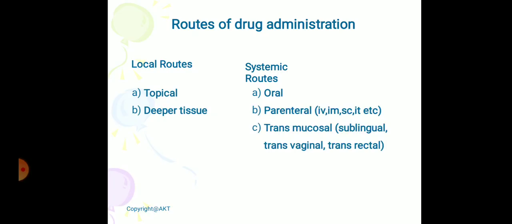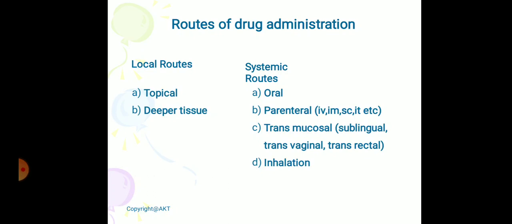Transmucosal route, that is through the mucous membrane. Though we are keeping the drug locally, the drug is absorbed through the thin mucus layer in that area directly into the blood, like sublingual, under the tongue. You might have seen the place under your tongue. You can see so many blood vessels and only a thin layer of mucous membrane. So if you keep a drug under the tongue, the drug will easily penetrate the mucous membrane because it is a very thin layer, and directly enter into systemic circulation. And like that, transvaginal and transrectal route.